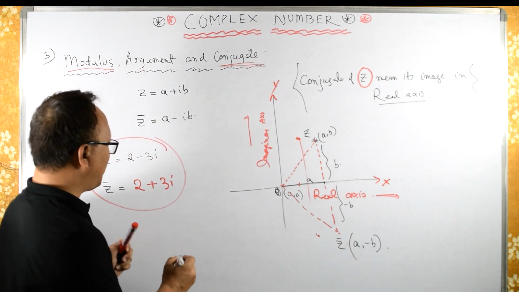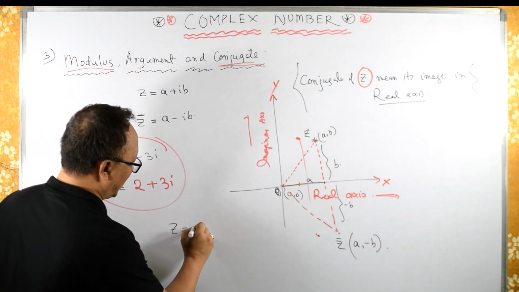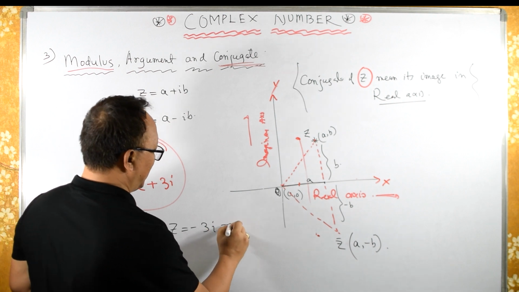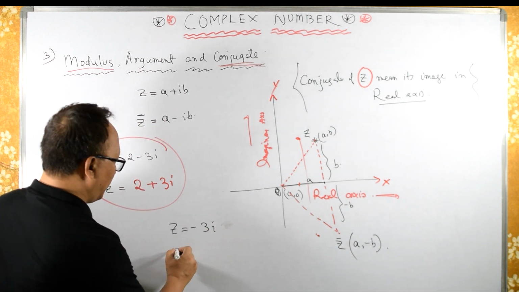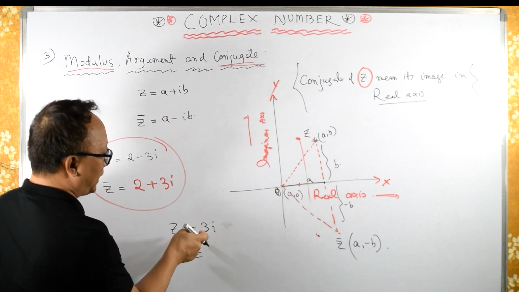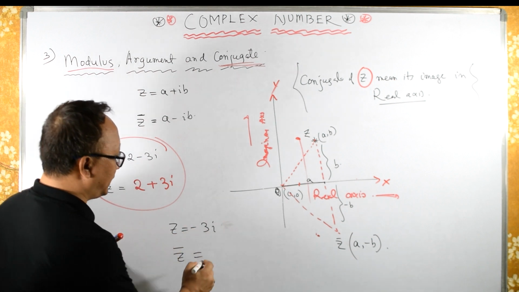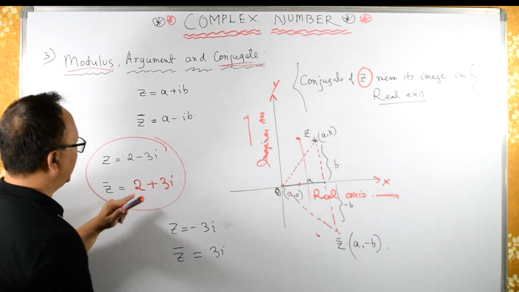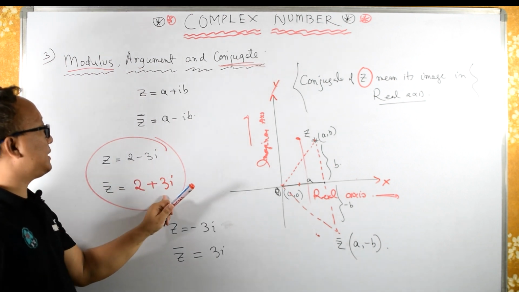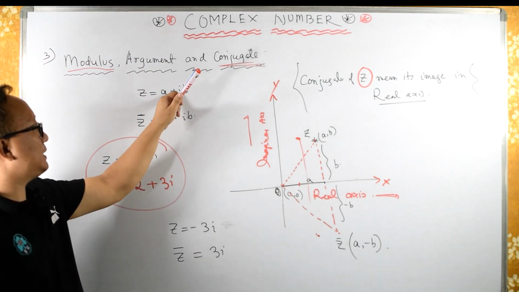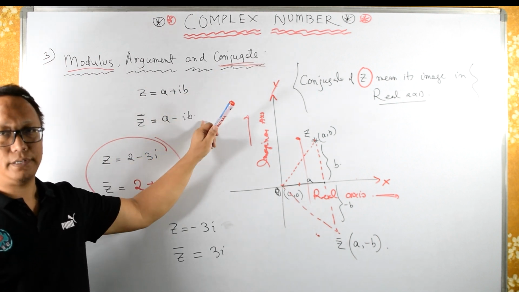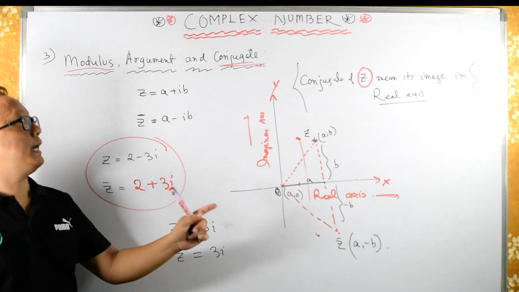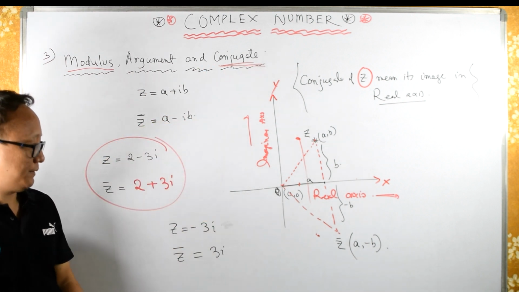Now if the complex number is, for example, z equals minus 3i plus 0, then the conjugate of z will be what? Change the sign. If it is minus, then plus 3i. If it is 3i, then minus 3i. If it is plus, then minus; if minus, then plus. In the imaginary part, you have to change its sign for conjugates.